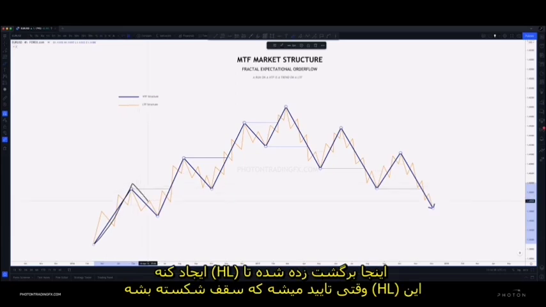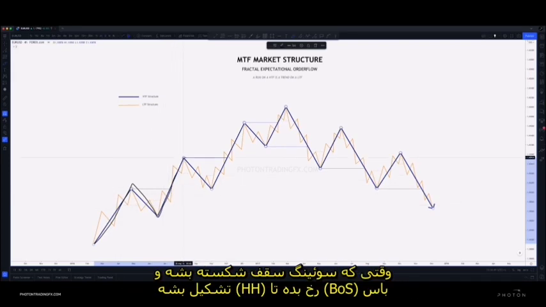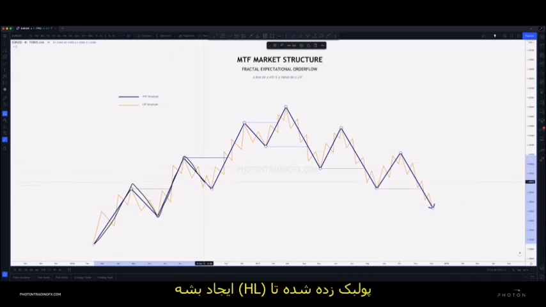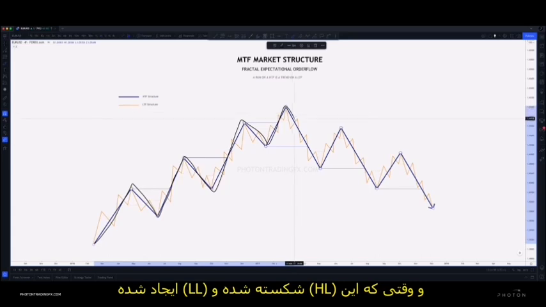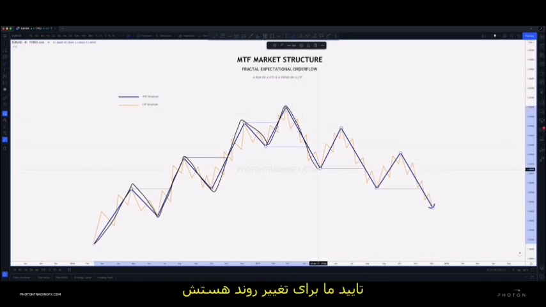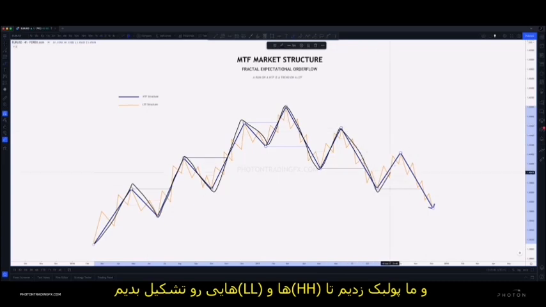We pull back to form what may potentially be a higher low, which is then confirmed when we break that high. We break that swing high, we break structure to form a higher high. We pull back to form a higher low. We make a series of higher highs, higher lows, higher highs. And then when that higher low is broken and we form a lower low, that is when we get a confirmed trend change.